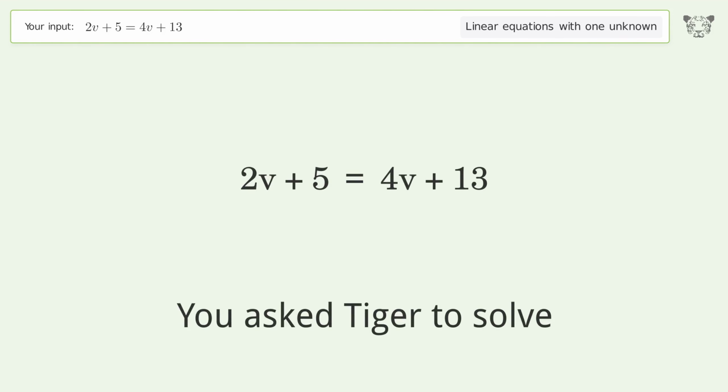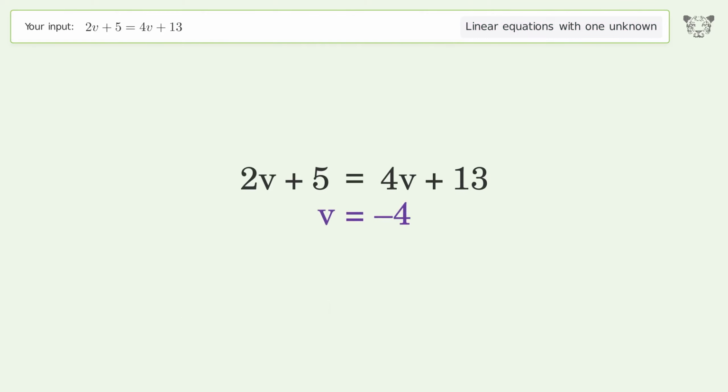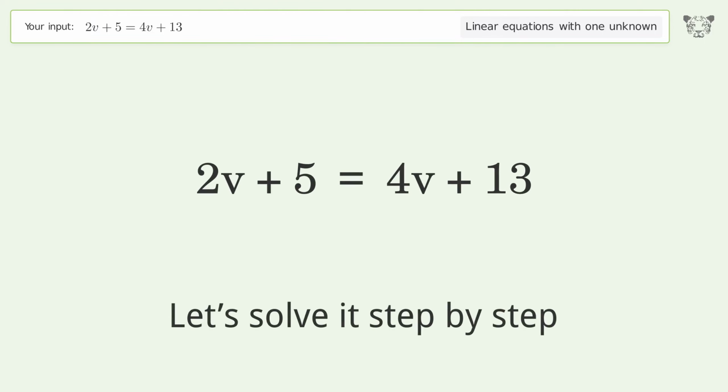You ask Tiger to solve. This deals with linear equations with one unknown. The final result is v equals -4. Let's solve it step by step.